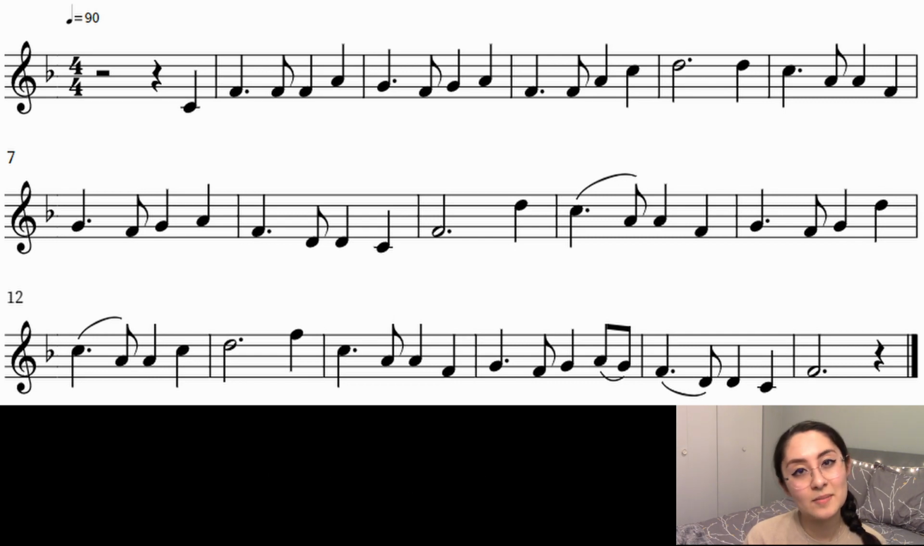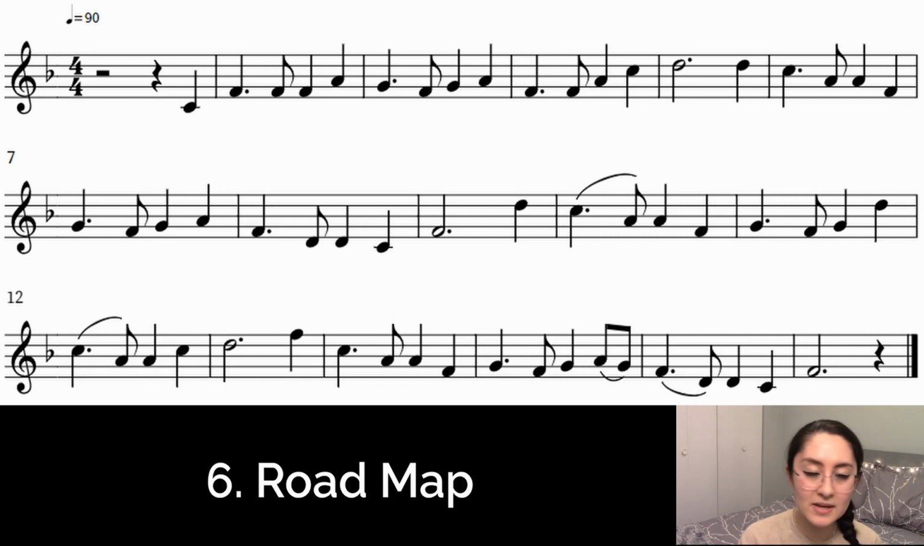And then number 6, we're going to be looking at our roadmap. We're going to see if you have any repeats or D.C.s, and we don't have any here, so we're just reading it from top to bottom.